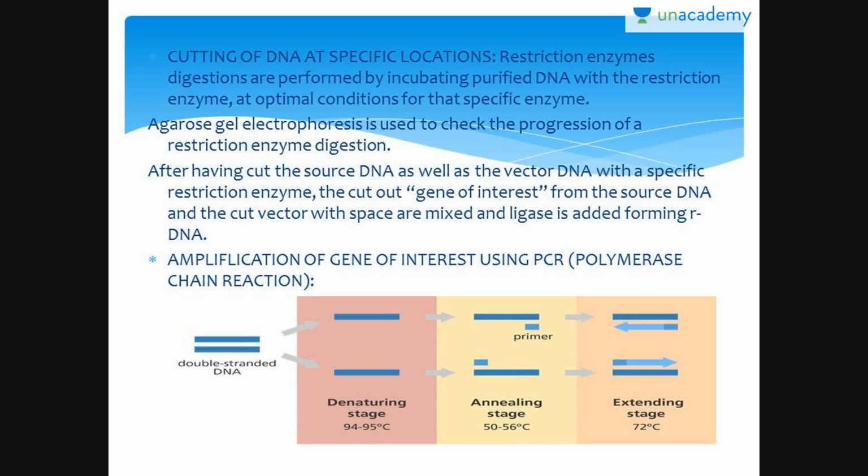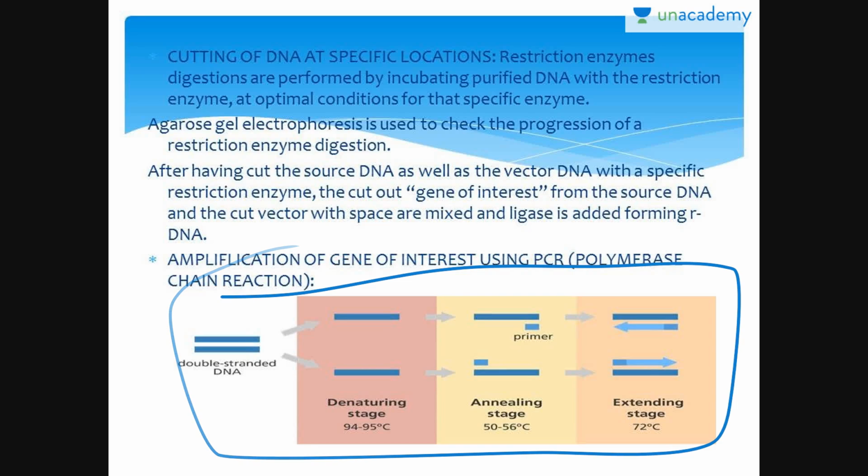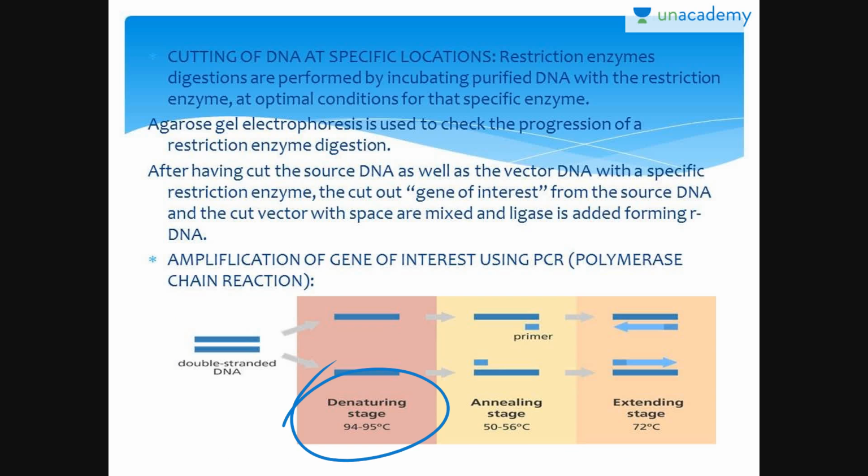Then amplification of the gene of interest using PCR, that is polymerase chain reaction. It multiplies the copies of the gene of interest, which can be synthesized in vitro. PCR includes a couple of steps. The first one is the denaturation stage, which happens at 94 to 95 degrees centigrade. Double-stranded DNA is made single-stranded, and each single-stranded DNA is called a template strand.